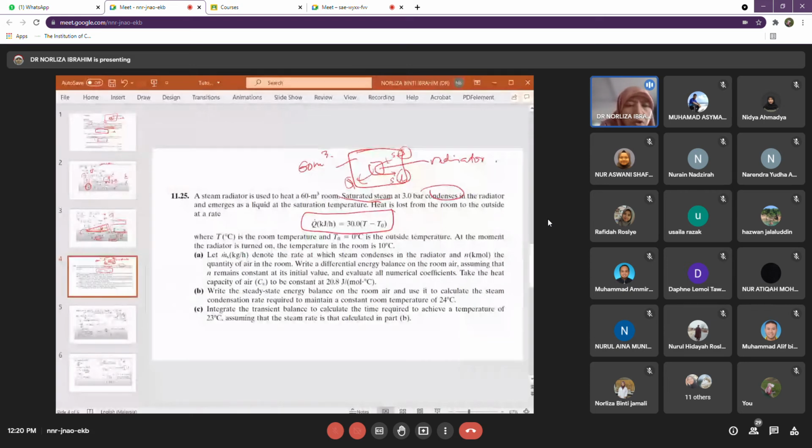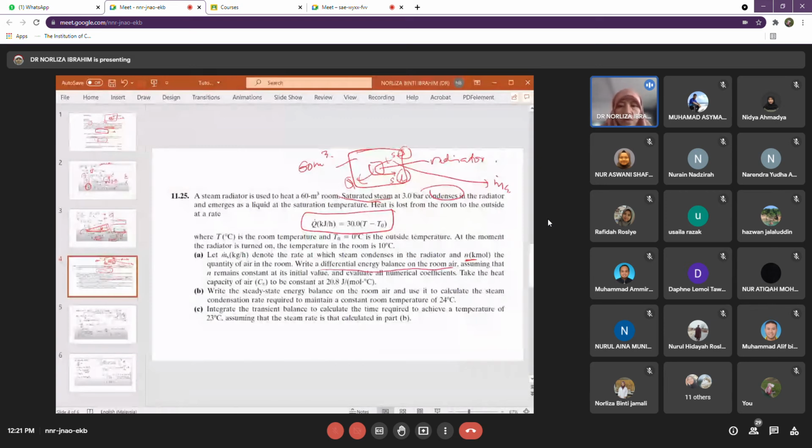Let M dot S kilogram per hour denote the rate at which steam condenses in the radiator. So M dot S is the mass of this steam. Saturated steam at 3 bar condenses in the radiator and emerges as a liquid at the saturation temperature. Next, N kilomole is the quantity of air in the room. The air is 60 meter cube, so the mass or the mole of the air in the room. Write a differential energy balance on the room air, assuming N remains constant, meaning the quantity of air in the room is the same, initial and final, and evaluate all numerical coefficients.